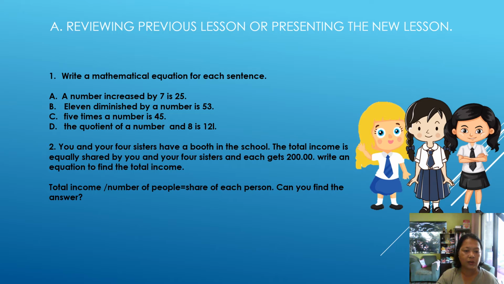Number 2, we have a question here that we are going to discuss. You and your 4 sisters have a booth in the school. The total income is equally shared by you and your 4 sisters, and each gets 200. Write an equation to find the total income. So we have here the equation: total income divided by number of people is equal to share of each person. Can you find the answer? Who would like to answer on the board? Good job.